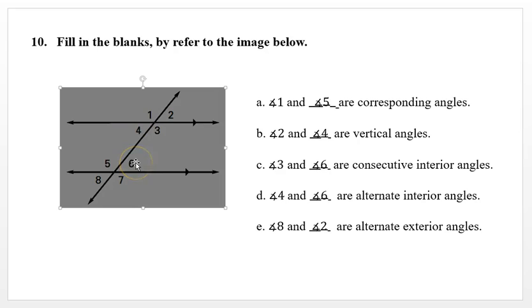So 4 and 6. Alternate exterior, kind of the same way, except the two angles are on the exterior of these two parallel lines that we have. So angle 8 and, on the opposite side, angle 2 right here, are on the exterior and they're on the opposite side. So alternate exterior for that one.